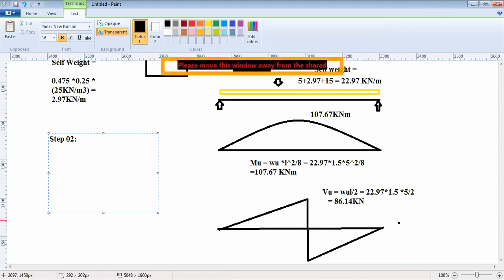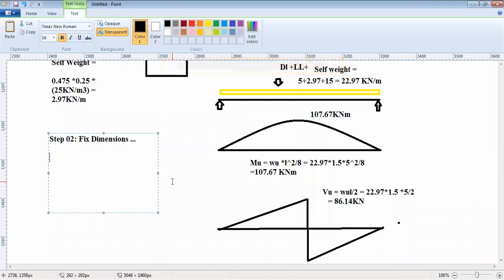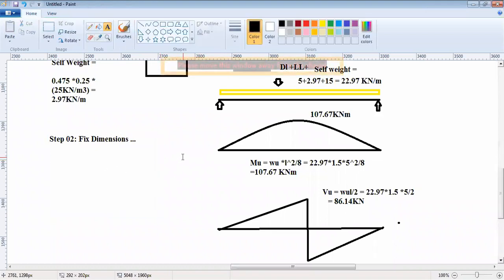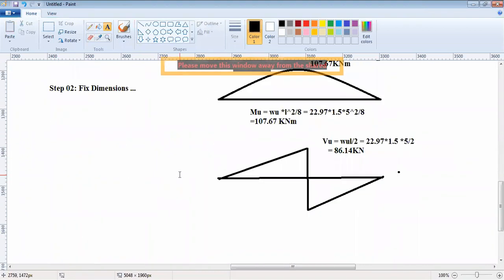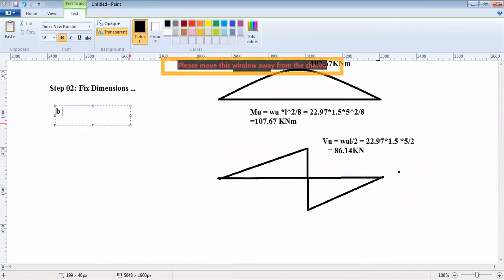In step number 2, what do we do? What did we do in a singly reinforced section? We fixed the dimensions, but here the dimensions are already fixed. You cannot change these dimensions which are given to you. They are due to architectural requirements, or you have certain other issue. So it's fixed. It's 250 cross 475, so your B is 250 and your D is 475 mm, and you cannot change it.